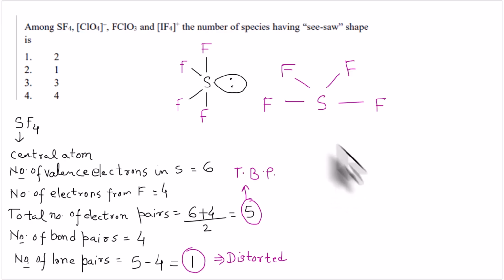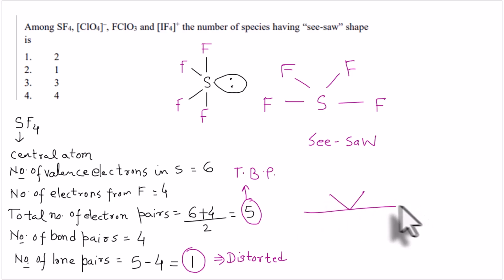Now how does it look? It looks like a seesaw. So this shape is a seesaw shape, okay? So we have something like this, seesaw shape. Okay, so SF4 has a seesaw shape with 1 lone pair of electrons oriented in the equatorial position. So among the 4, SF4 has seesaw shape.